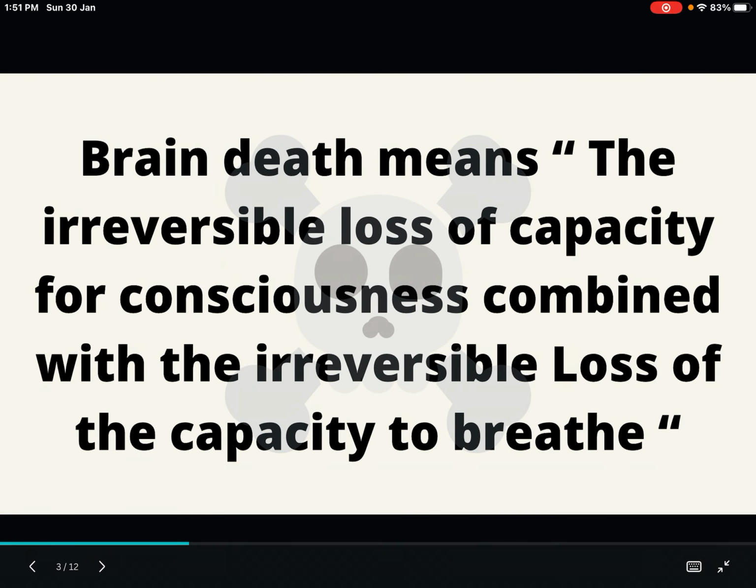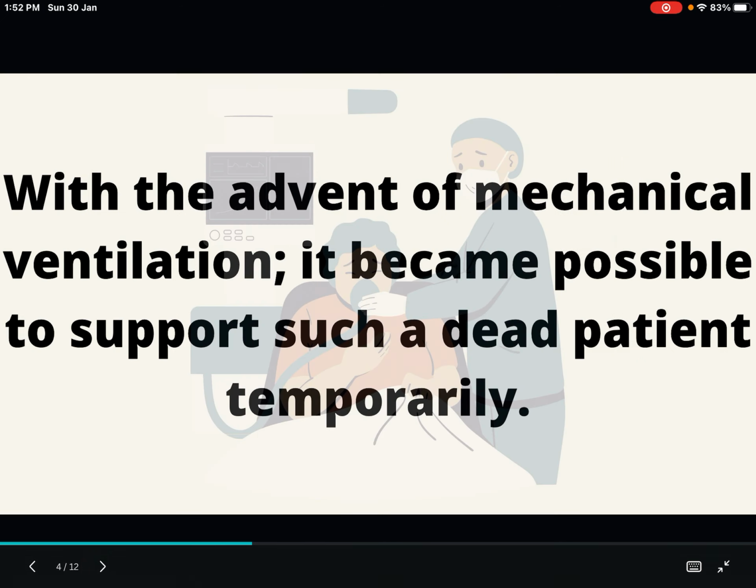What is brain death? It is the irreversible loss of capacity for consciousness combined with irreversible loss of capacity to breathe. Two things you can keep in mind: capacity for consciousness and capacity to breathe. These two are lost in brain death. We all know these are essentially the functions of the brain stem. So, brain death we can also call brain stem death. And now, with the advent of mechanical ventilation, it became possible for us to support such a dead patient temporarily.